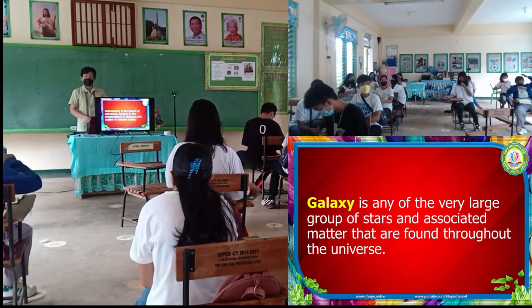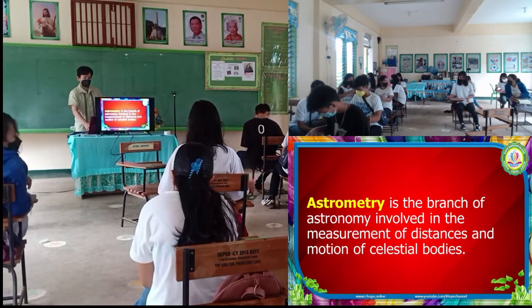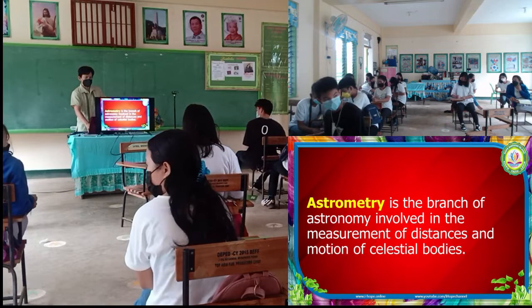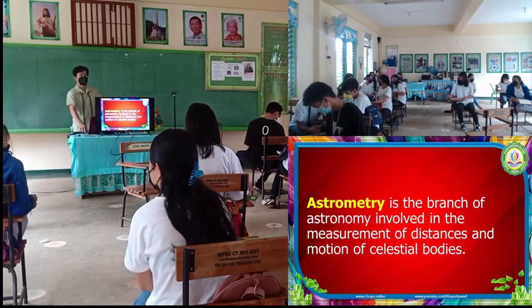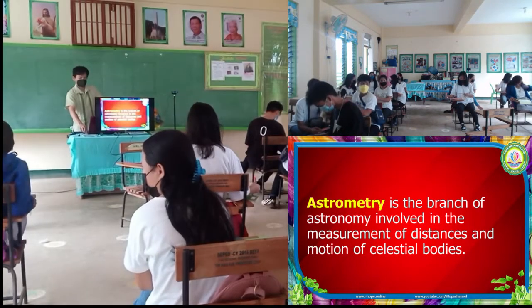Second term is astrometry. It is a branch of astronomy involved in the measurement of distances and motion of celestial bodies.